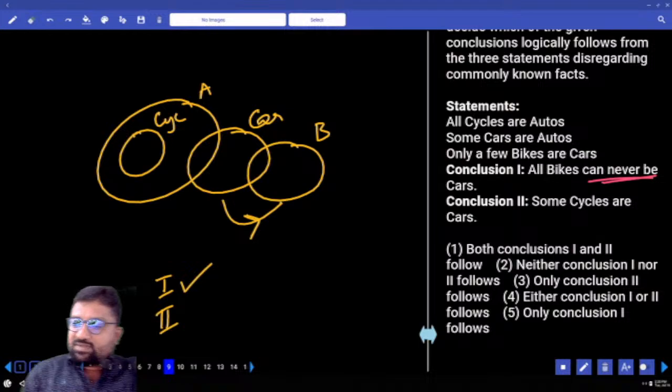Second, some cycles are cars. Do you see any relationship between cycle and car? No. What's the answer? Only one.